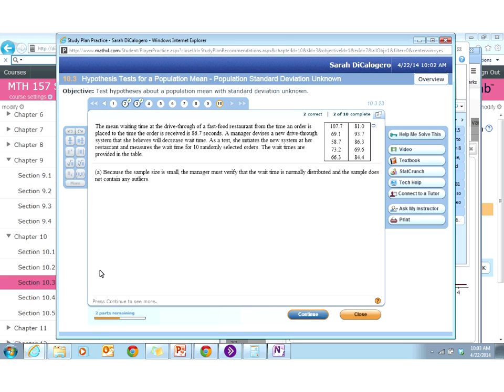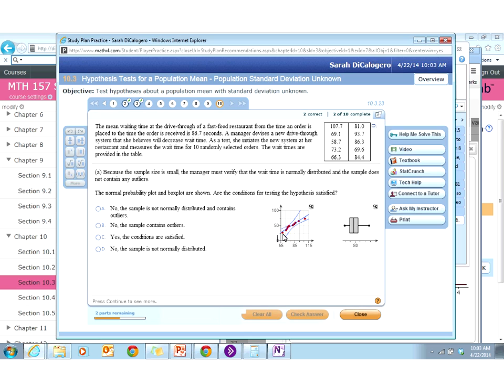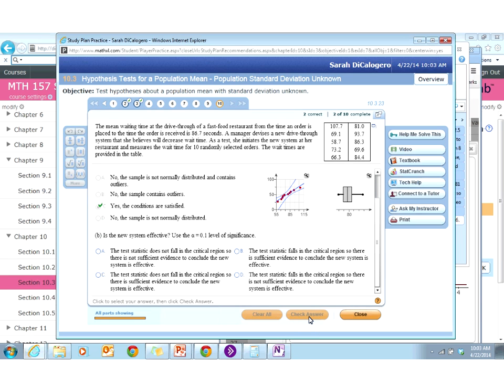As a test, she initiates the new system at her restaurant and measures the wait time for 10 randomly selected orders, so our n is equal to 10. The wait times are provided in this table. Because sample size is small, the manager must verify that the wait time is normally distributed and the sample does not contain any outliers. So here, it looks good. You see there's no real outliers, and if you look, it's within these two curved lines, so it is. So the conditions are satisfied. Go ahead and continue.